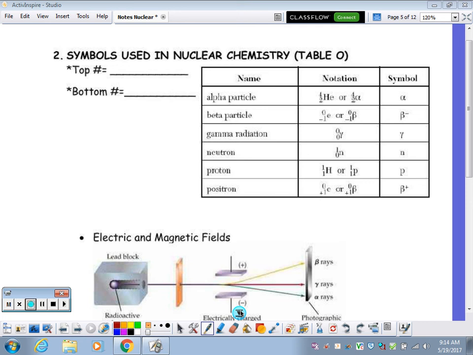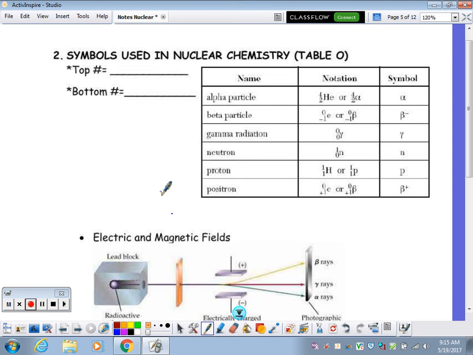Page 4, nuclear notes. Symbols used in nuclear chemistry, Table O. It provides you the name of common particles used during nuclear reactions, the notation of how you are going to see these particles represented in a reaction, and then the everyday symbols to shorten the name.